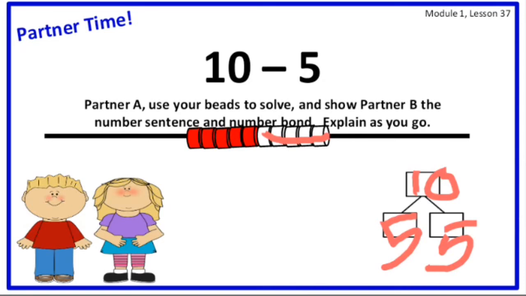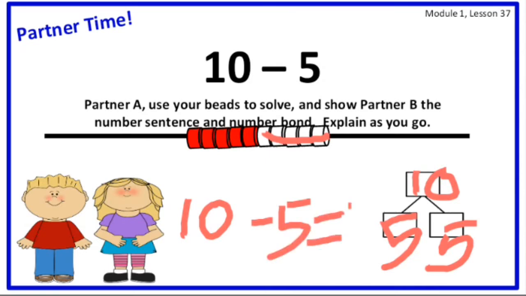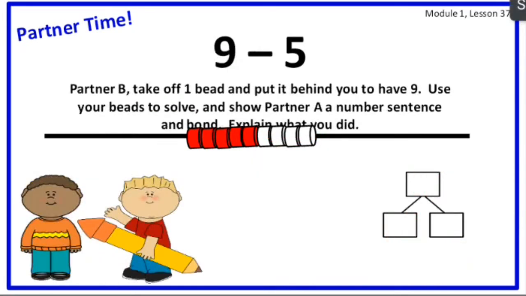So you have been able to show partner B the number bond. What about the number sentence? 10 minus 5 equals 5. Whoa, clap for yourself. Very good. This is fun. Alright. The next, 9 minus 5. They say partner B, take off 1 bead and put it behind you to have 9. So he has 9 beads now. Then use your beads to solve this 9 minus 5 and show partner A the number sentence and bond.